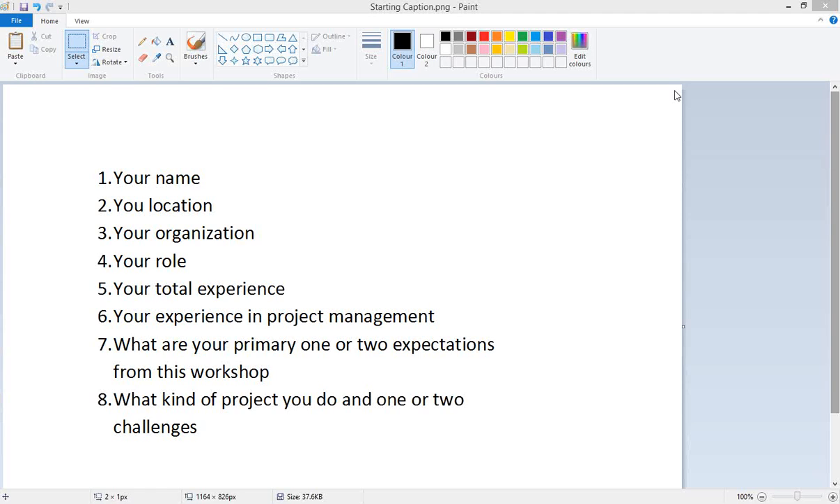And my expectation is... What's your primary expectation? Primary expectation is a smoothly running project and to improve myself also. To gain project management expertise. Yeah.